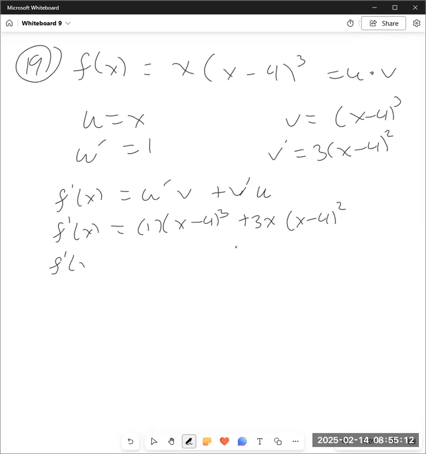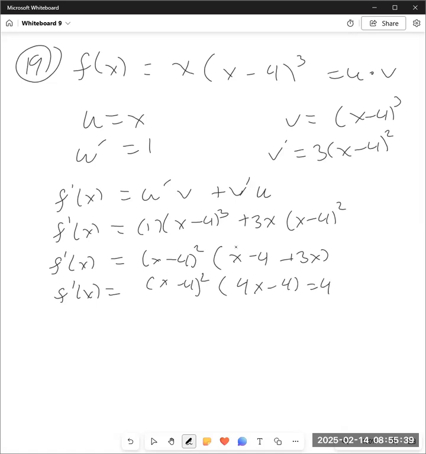When I factor that to get the x minus 4 to the second out that's common, I have x minus 4 left on the inside there plus 3x. So that's going to give me f prime of x is equal to x minus 4 to the second times 4x minus 4, which is 4 times x minus 1 times x minus 4 to the second.